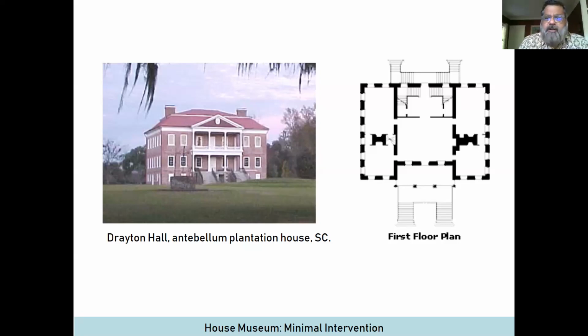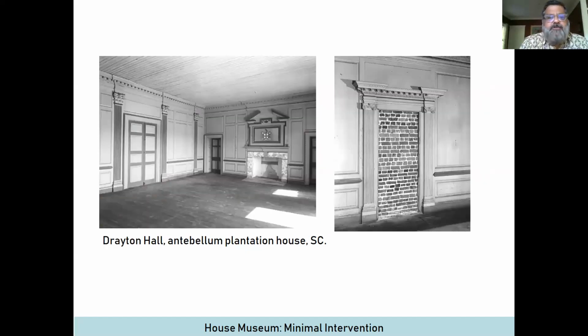What you see here is Drayton Hall. It is a fine example of a Palladian house in North America. It's in South Carolina near Charleston. This house had remained in the Drayton family for 7 consecutive generations, so a long time. The National Trust for Historic Preservation acquired this property in 1974, and they decided to adaptively use the house as a house museum to interpret plantation life.